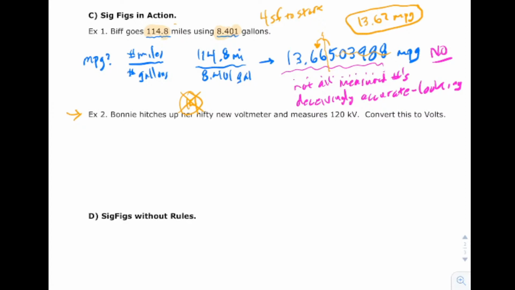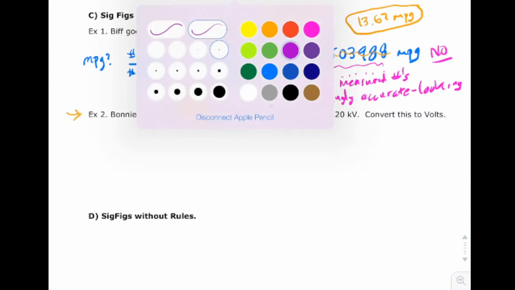It'd be interesting to see how many people get that right. Hopefully all of you. Anyway, example 2. Bonnie hitches up her new nifty voltmeter and she measures 120 kilovolts. Okay, let's have Bonnie do that.